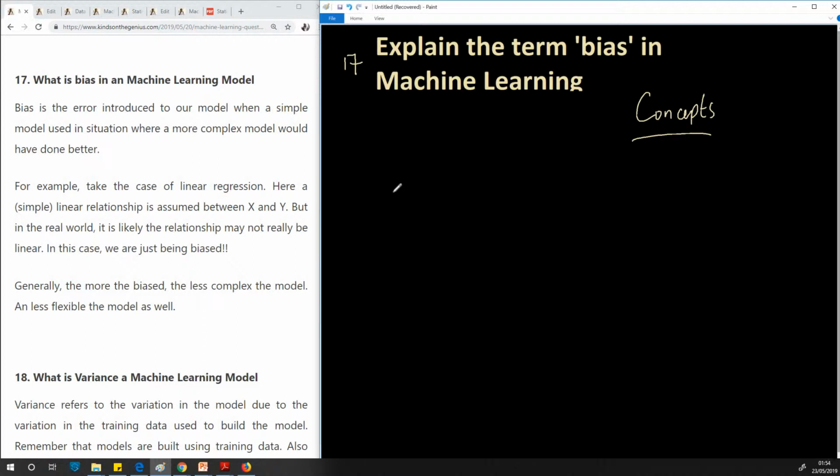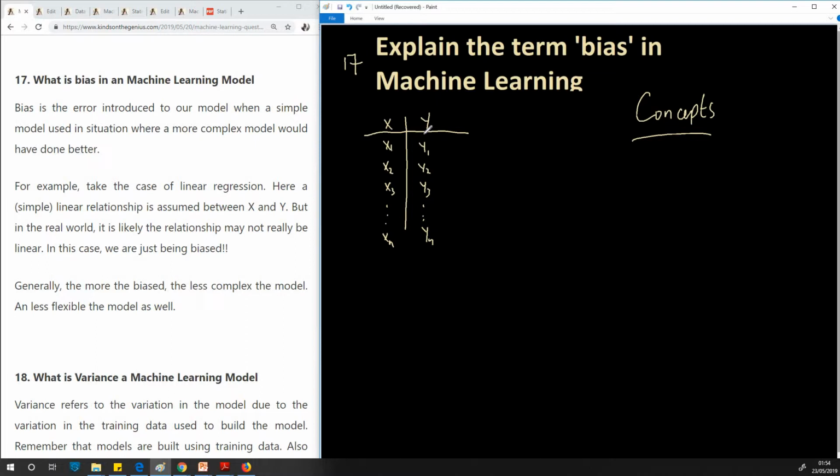So bias is the error introduced in our model when a simple model is used in a situation where a more complex model would have done better. The way to illustrate it is to visualize it or to use a notation. Now you have a data set and you are trying to model this data set. We have x1, y1, x2, y2, x3, y3, all the way to xn, yn.